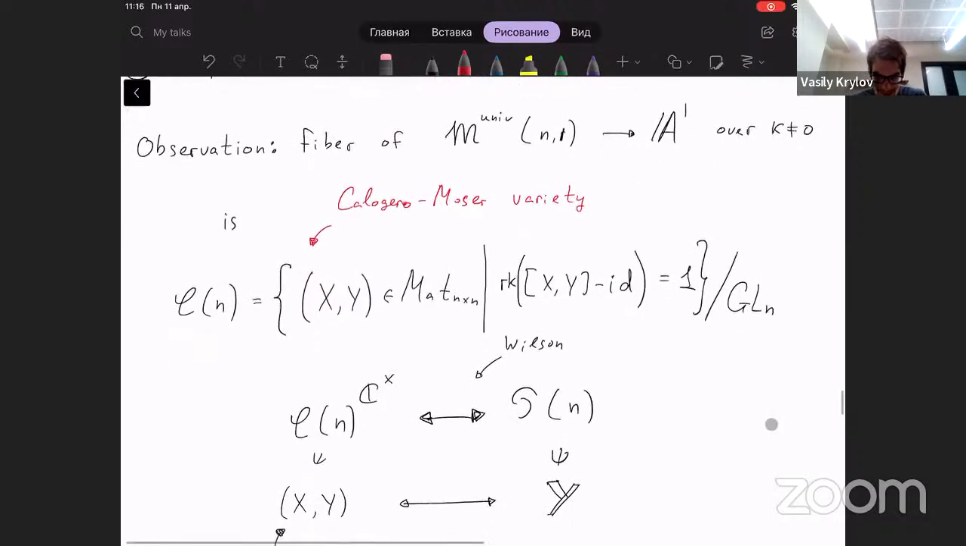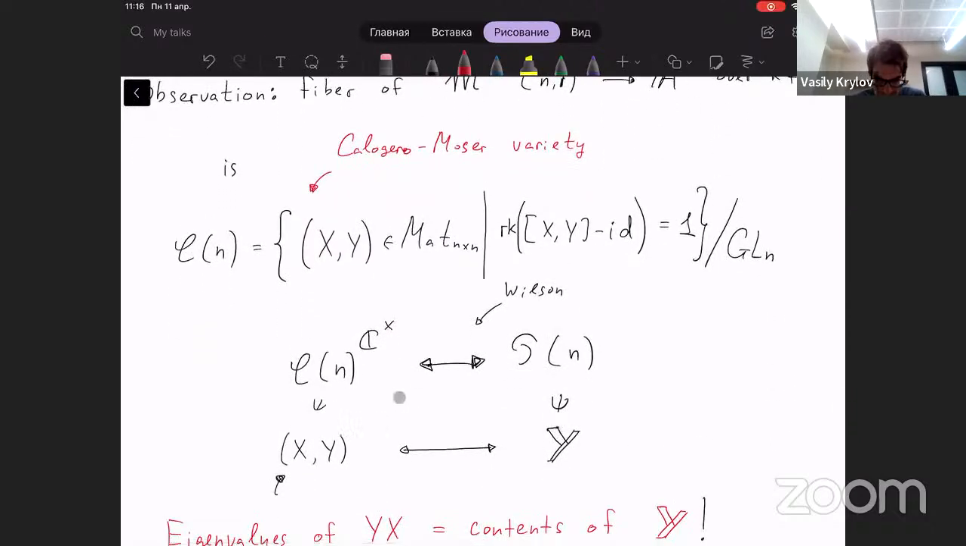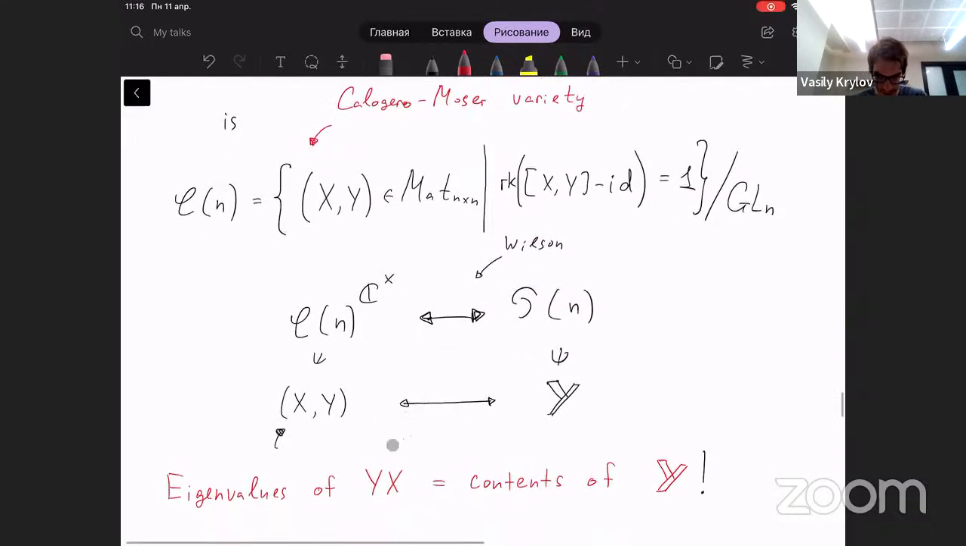And there is a very explicit description of fixed points on this variety, which is due to Wilson. They are still in bijection with partitions. And from this very explicit description, it's easy to see that if we have a Young diagram and it corresponds to the pair x, y, then the eigenvalues of yx are precisely the contents of the Young diagram. And this finishes the proof, since we see the same contents as values.